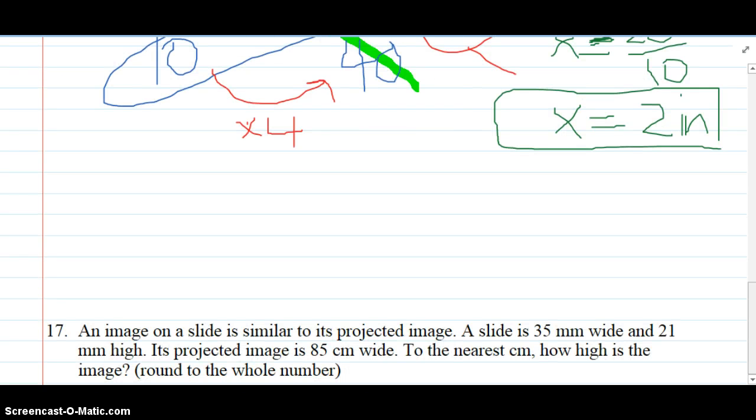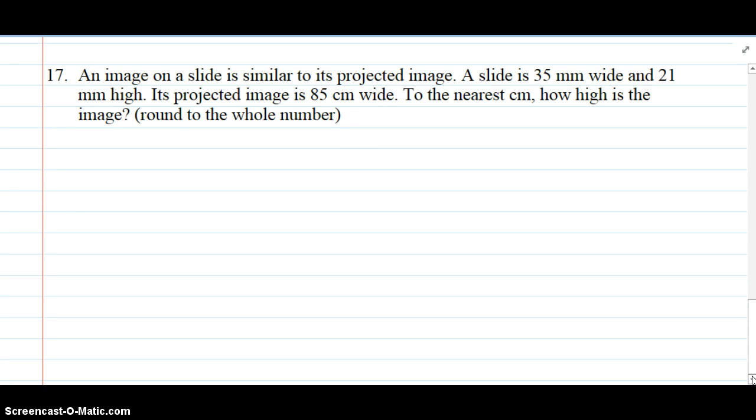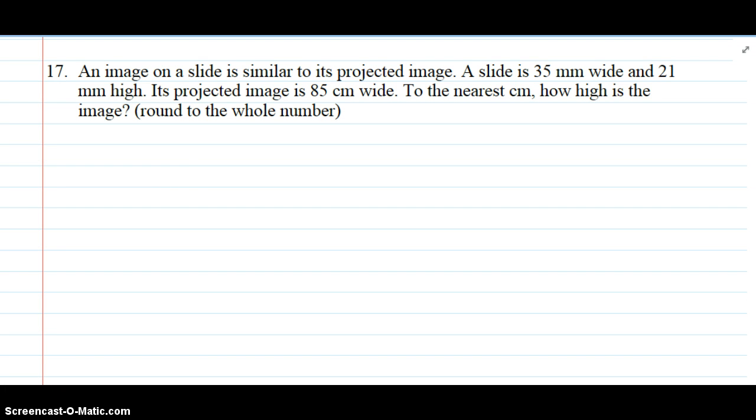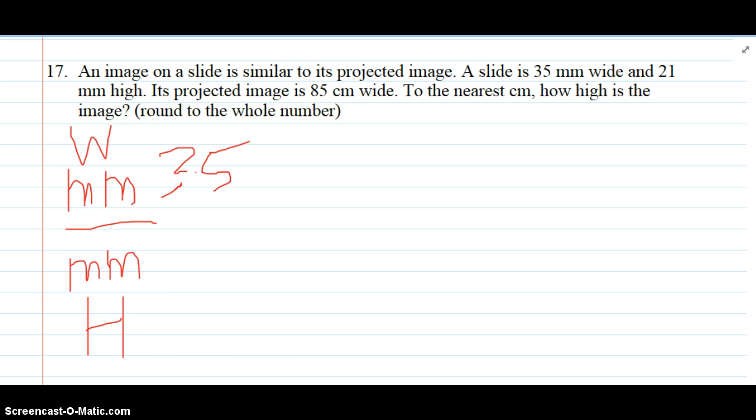Now we're going to skip to the back side, number 17. Number 17 here, they're not giving us a picture, but they are telling us that there's a slide and it's being projected, so definitely being enlarged. The slide is 35 millimeters wide, and we're going to do millimeters high. So we have 35 for the width, and it's telling us that it's 21 high.